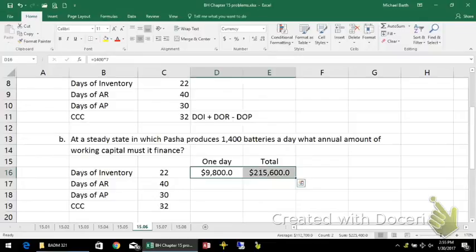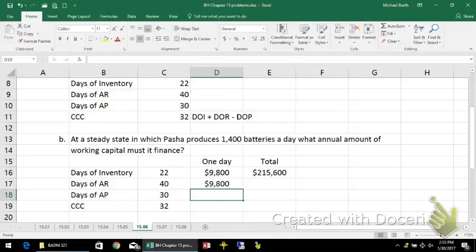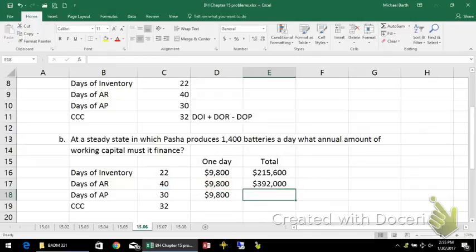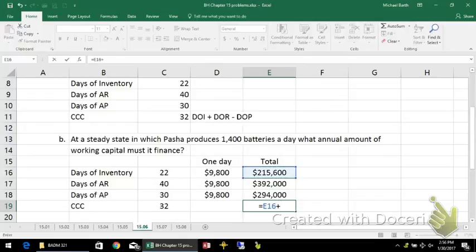and the days of receivables would be 40 days at $9,800. Of course, the accounts receivable cost would be higher, because it would also include the price markup. But again, crappy question from our good friends at Brigham and Houston. So there'd be that much inventory and accounts receivable minus that much accounts payable, and that'd be the answer. That's the annual amount of working capital that it must finance.